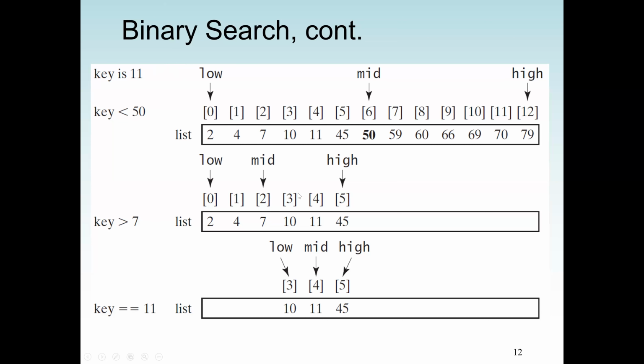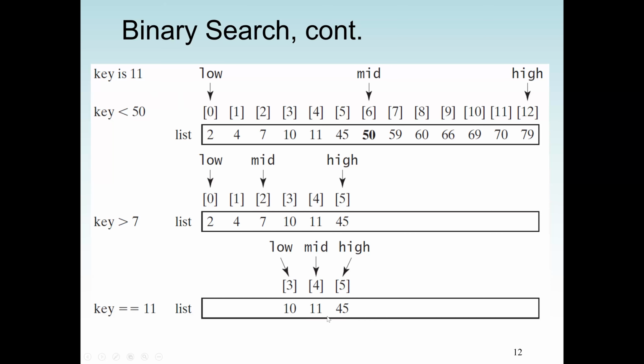We find the middle value. This time the middle value is 2. We compare 2 with 11. No, this time our key is bigger. The key is 7, 2 is our index. The key is 7, but still again, 7 is less than 11. So we have to go to the upper side after 7. So it will be 10, 11, 45, which is 3, 4, 5 right here.